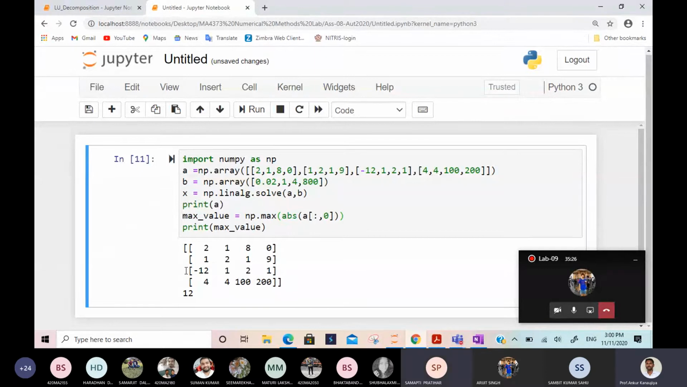So which row do we have to interchange? The maximum is here in the second row, so we have to interchange the second row with the 0th row, right? But here it is giving the 12. I don't want 12, I want the row where it is located, like 2, so that we can interchange 2 with the 0. So how to find the location?